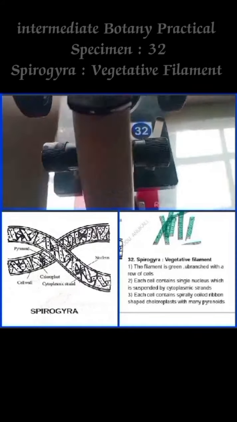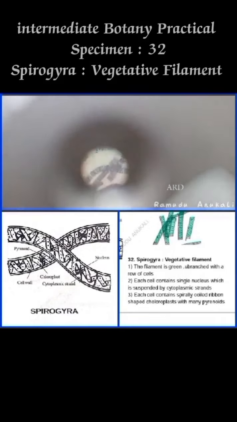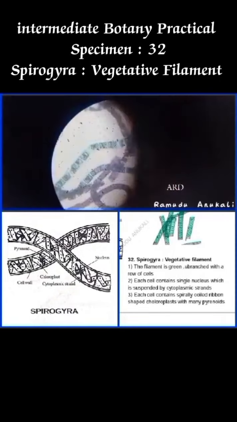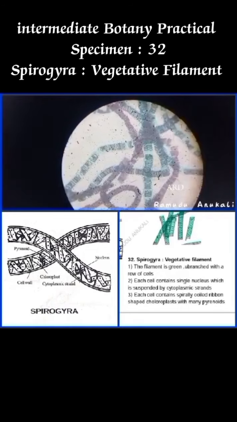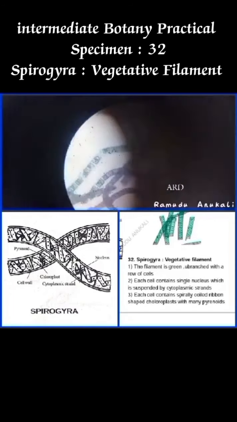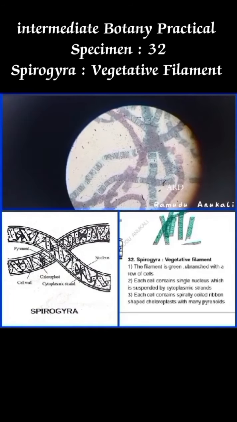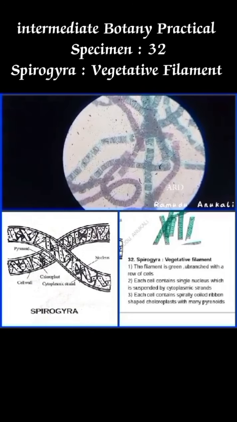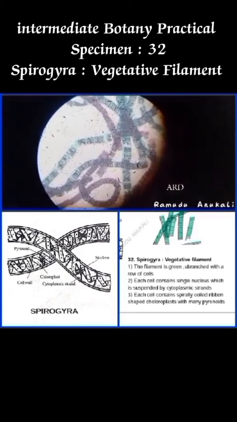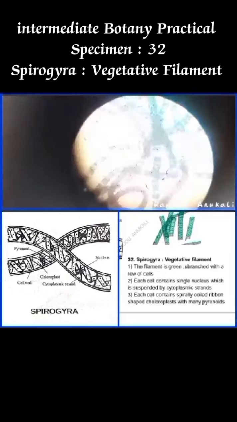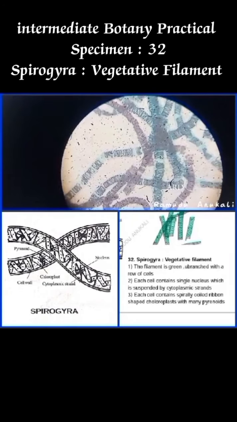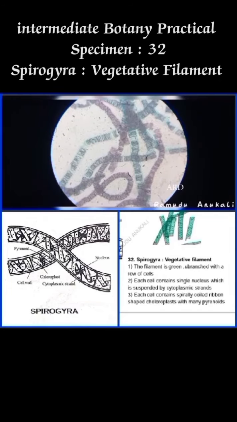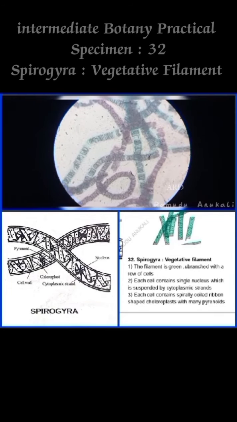Number 32. Slide. Spirogyra vegetative filament. The filament is green, unbranched, with a row of cells. Each cell contains a single nucleus which is suspended by cytoplasmic strands. Each cell contains a spirally coiled ribbon-shaped chloroplast with many pyrenoids.